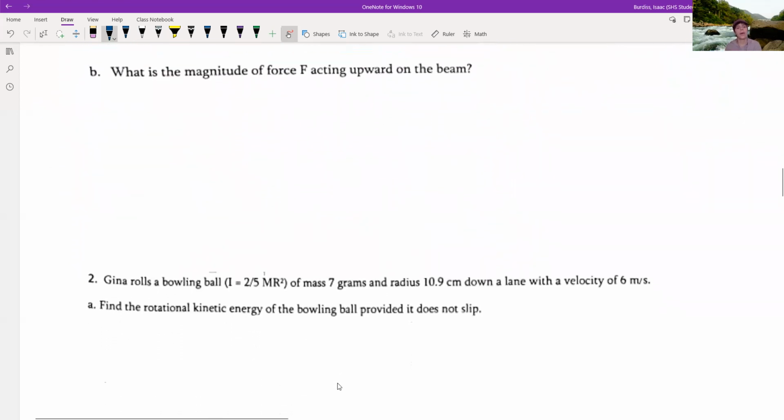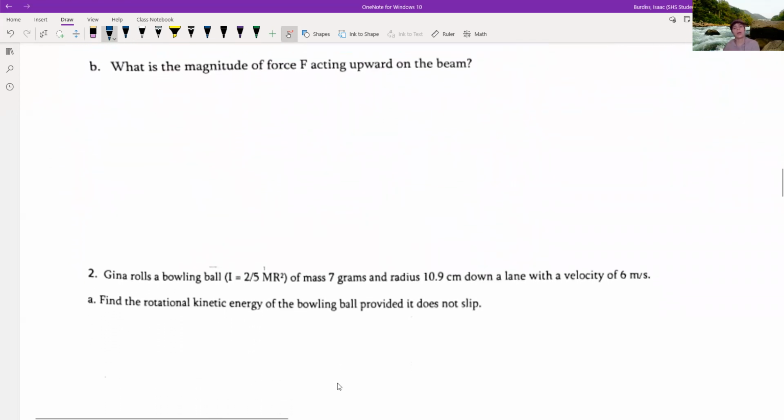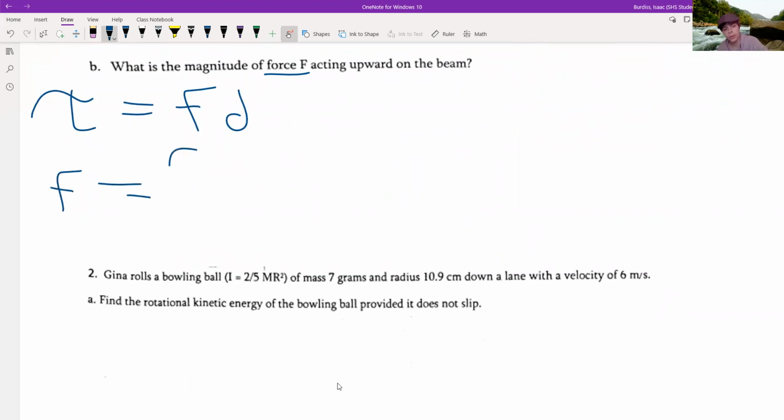Now we're asking, what is the magnitude of force? Okay, what do we know? What we're given in the picture. What are we trying to find? Force. How do we find force? What equation do we use? Well, if we know torque and we know distance, then we can use the equation that we already used. And solving for F, this is what it is.